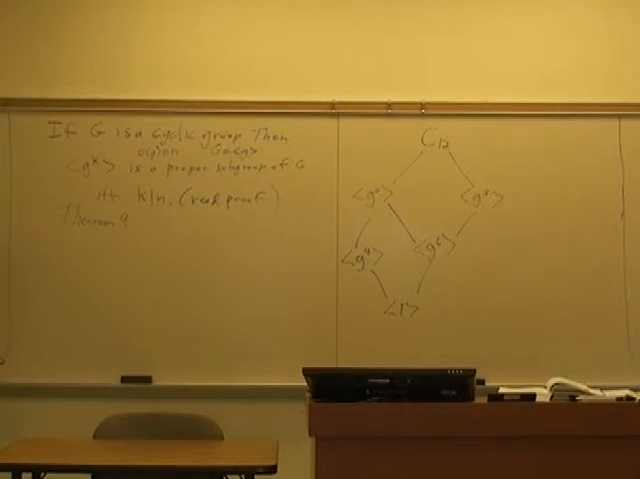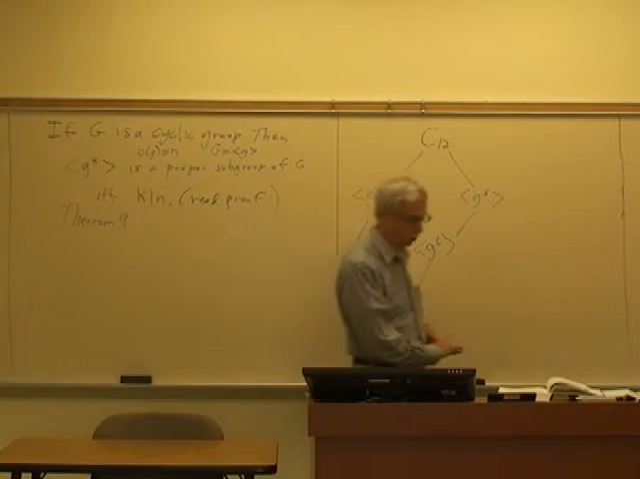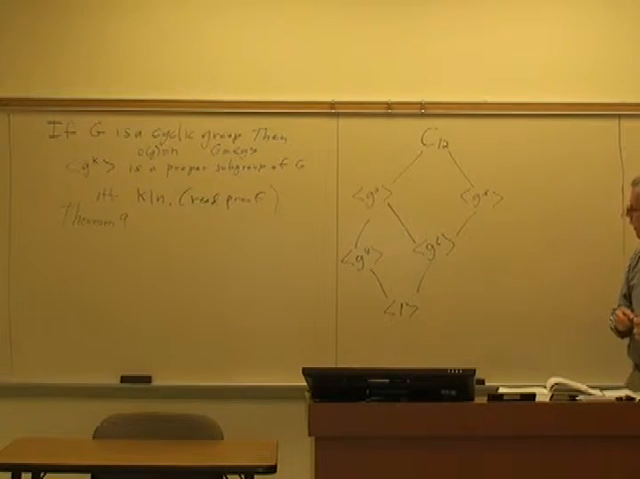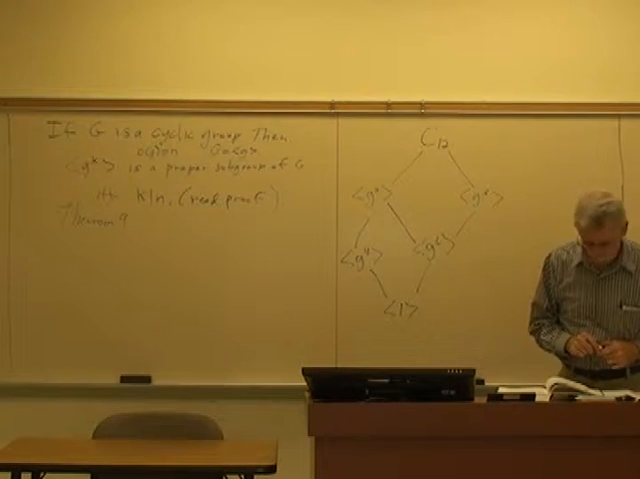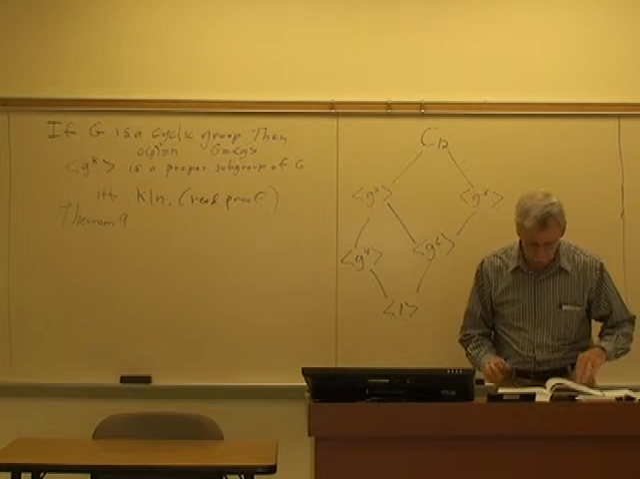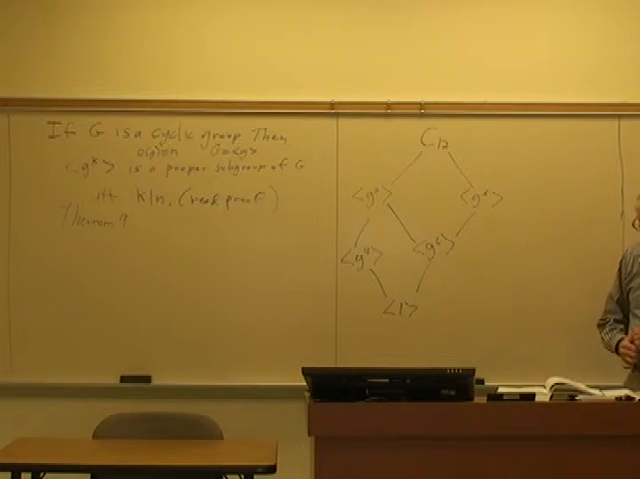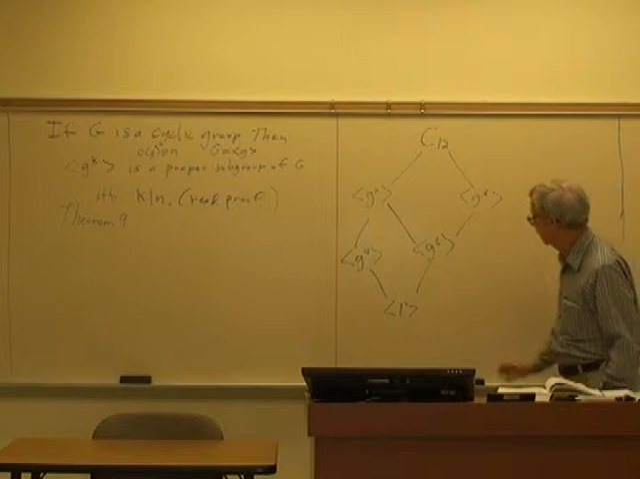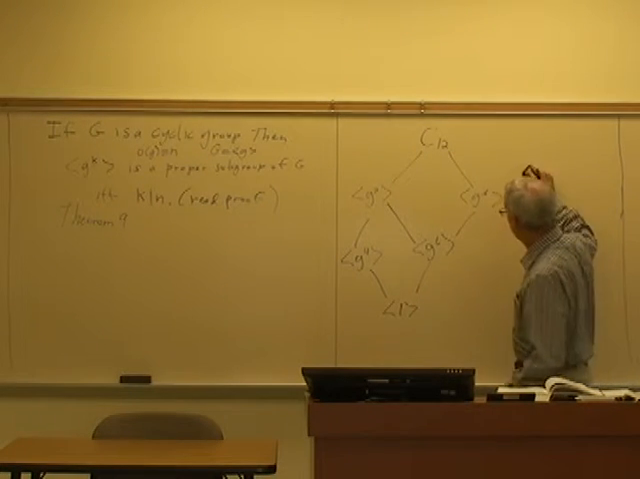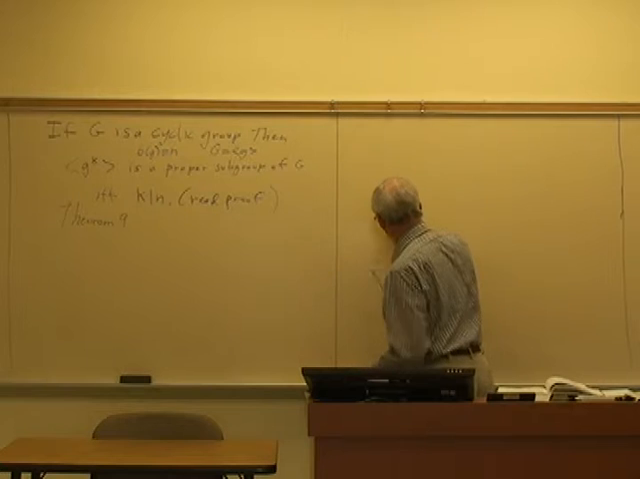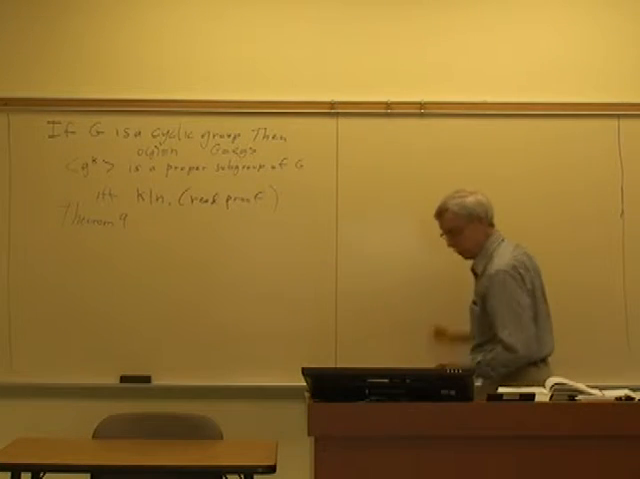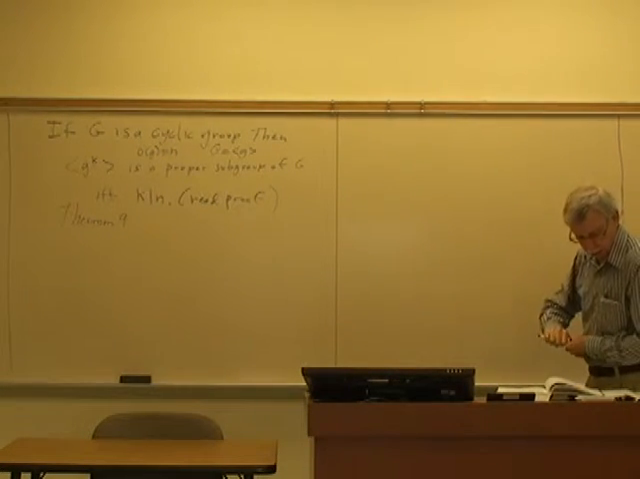So if G is a cyclic group with generator g that has order n, then g to the k generates a proper subgroup only if k is a divisor of n. And I have a nice picture of the subgroup lattice for C12. Where I want to go next is back to Theorem 2 that we started and prove part 2. So let's get that on the board. That picture, by the way, is also in our book.